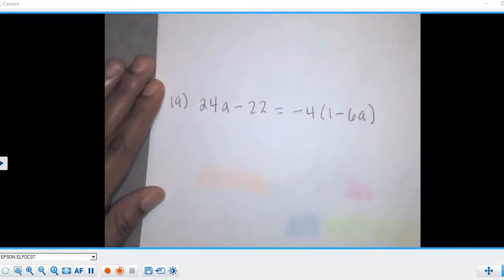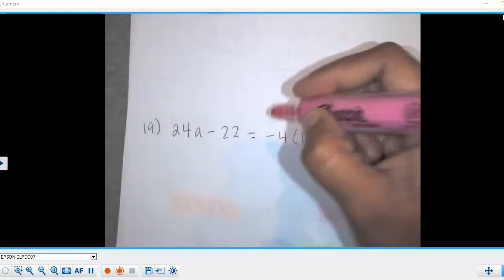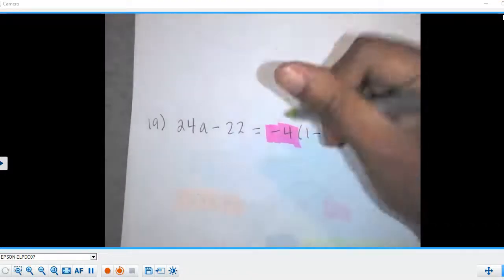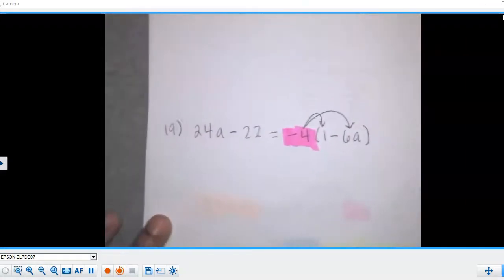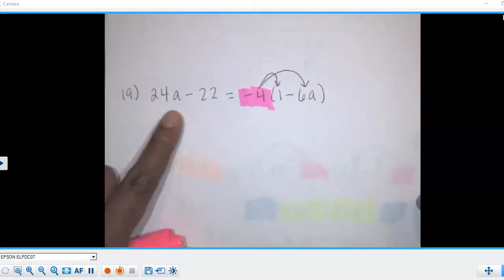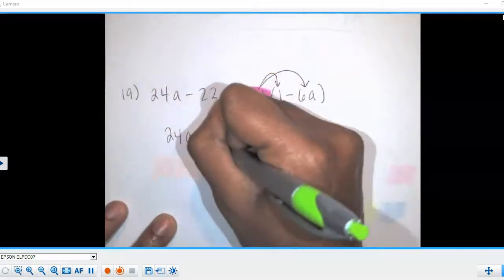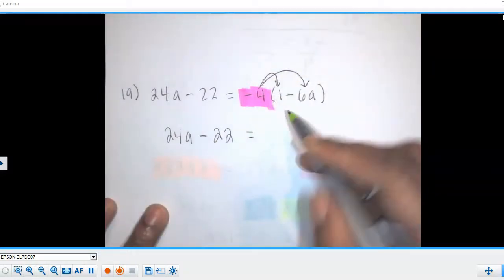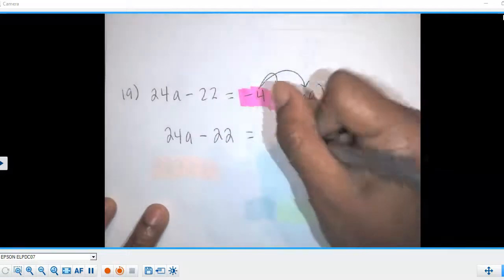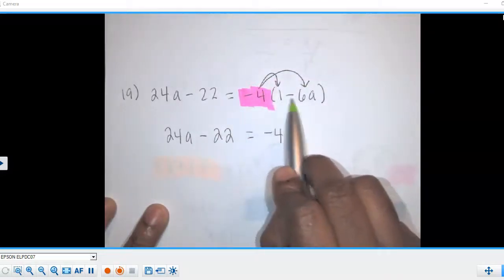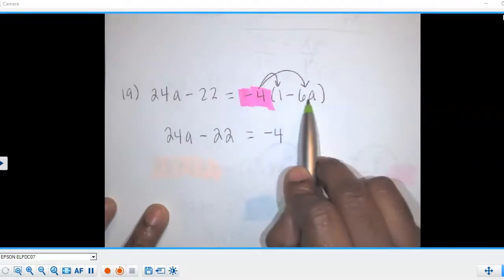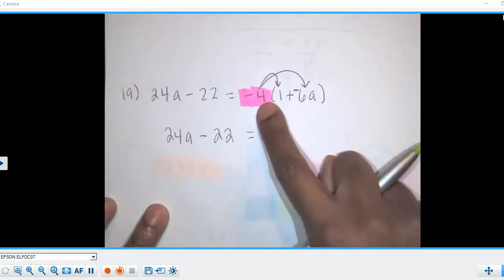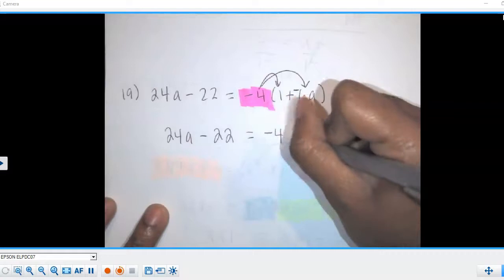So for this one again, identify that we have a distributive. So I'm going to highlight the -4, do the distributive property, and there's nothing for me to do on this side. So I'm just going to drop down that 24a minus 22 because these are unlike terms. And now I'm going to multiply -4 times 1 for -4. -4 times -6a. Give that negative back to this number. So if you want to, you can change to a plus and bump back, just so you can see this guy is negative. So -4 times -6a is a positive 24a.